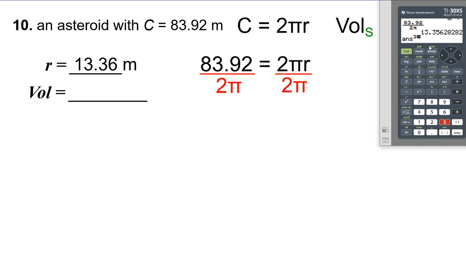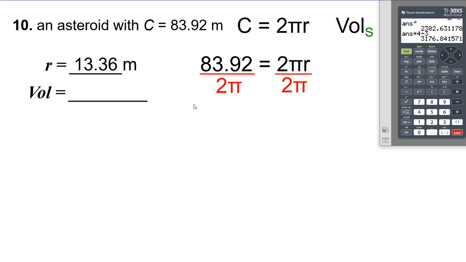If you're getting slightly different decimals, it's probably because you're rounding and you're getting rounding error. So to avoid that, just keep using the previous answer. So we're going to take that to the 3rd power, and then I guess I'll go ahead and do that. And then I need to multiply it by 4/3. So times 4, and then divided by 3. You can do that as well.